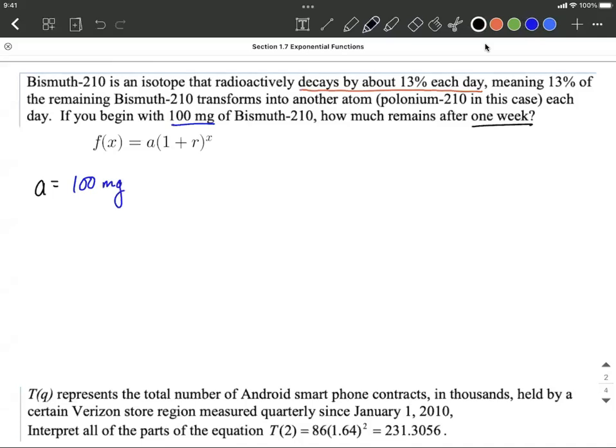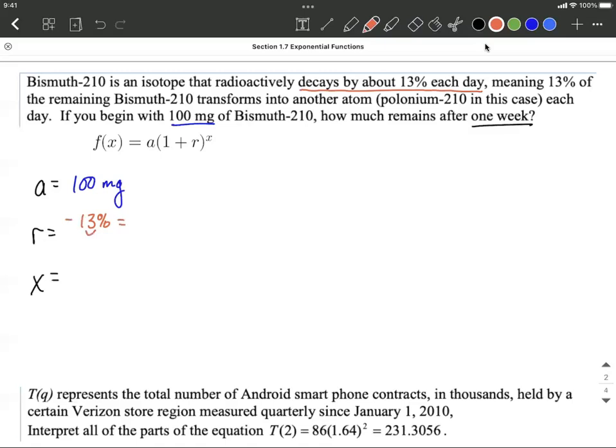All right, other components we need are the rate, and then we want a time frame. X represents our time frame in this function. All right, our rate, we've been told that it decays by about 13% each day. All right, so 13% is the percentage that we're given, and it's decaying, so it's going to go down. It's going to be negative as far as a percent goes.